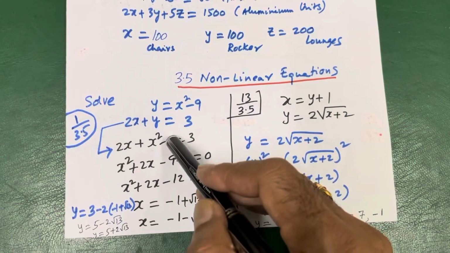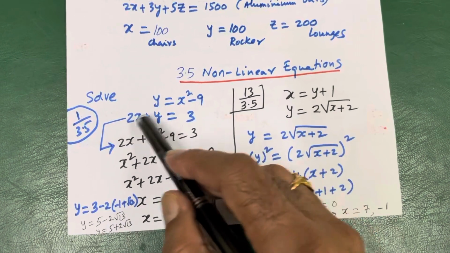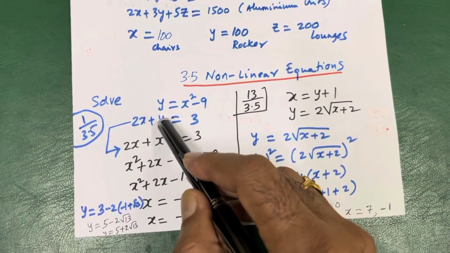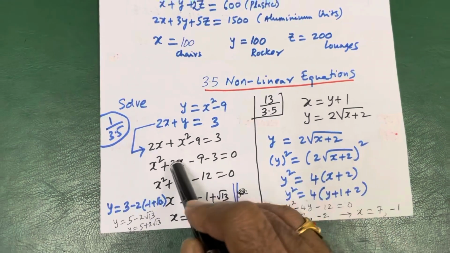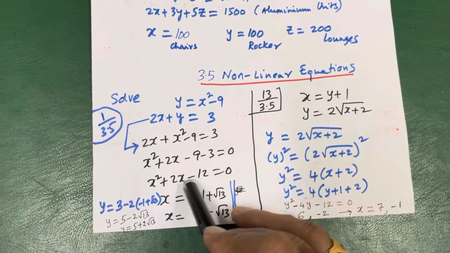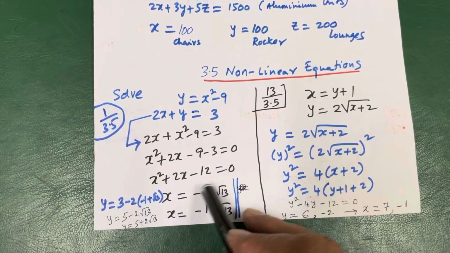I want to calculate the y value. So this y value, x square minus 9, I will put it here. 2x plus y equals 9. I replace this y with x square minus 9 is equal to 9. Bring everything to the left, I get x square plus 2x minus 12 equals 0. I use mod 5 3 and use calculator, I get this value.